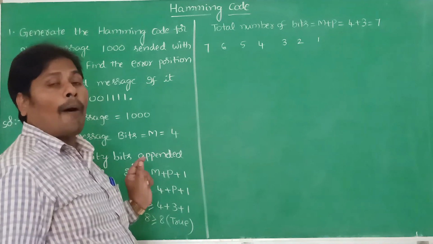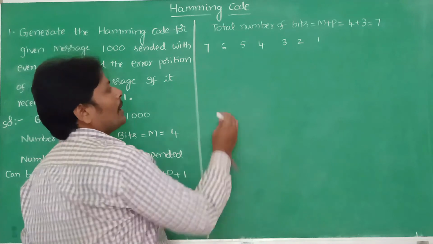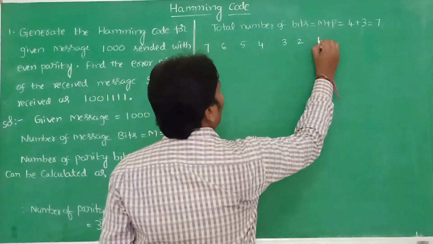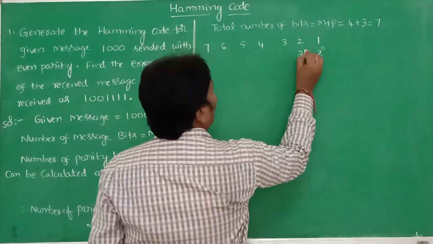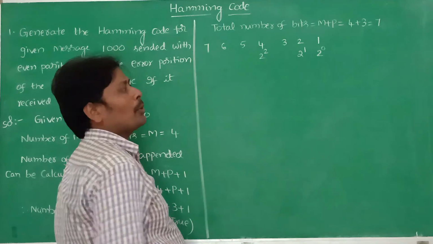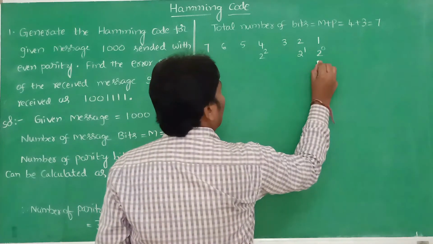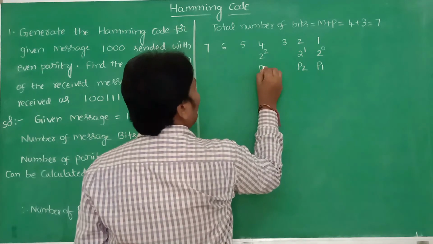Parity bits are always located at powers of 2 positions. What are the powers of 2 positions among the 7 bits? That is 2 power 0, 2 power 1 and 2 power 2. In those locations, parity bits are there. This is P1, this is P2, this is P4.